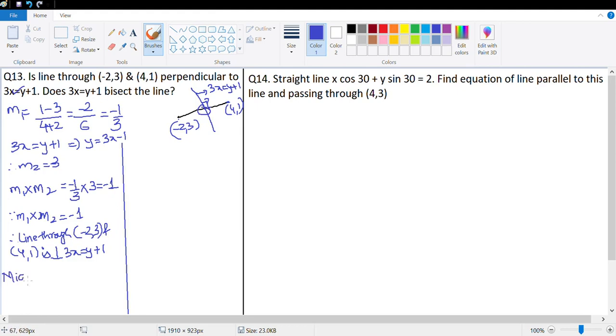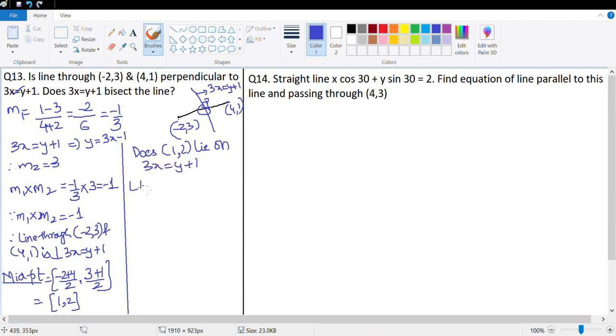So midpoint will be, using midpoint formula, (-2 plus 4) upon 2 and (3 plus 1) upon 2. So -2 plus 4, that's 2 upon 2, which is 1, and 3 plus 1, 4 upon 2, which is 2. So basically we need to figure out whether (1, 2) lies on this line. So does (1, 2) lie on 3x is equal to y plus 1? So left hand side would be 3 into 1, which is 3, and right hand side would be y plus 1, which is 2 plus 1 is equal to 3.